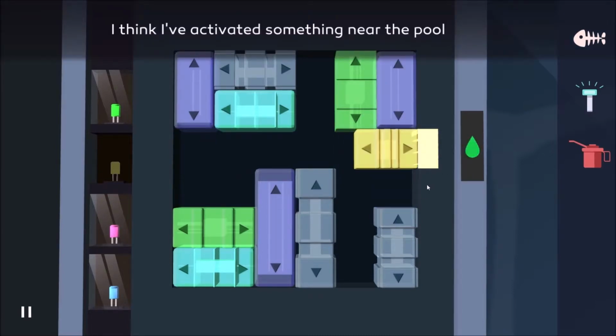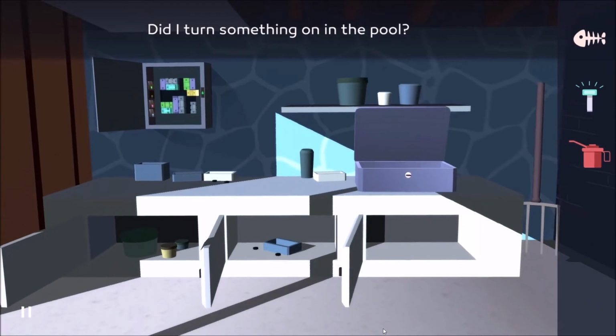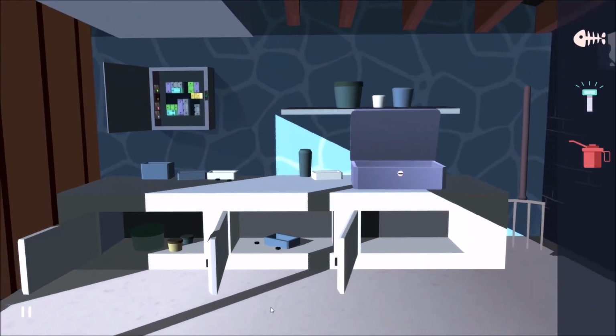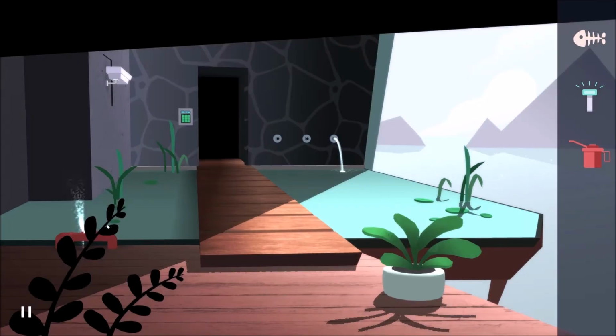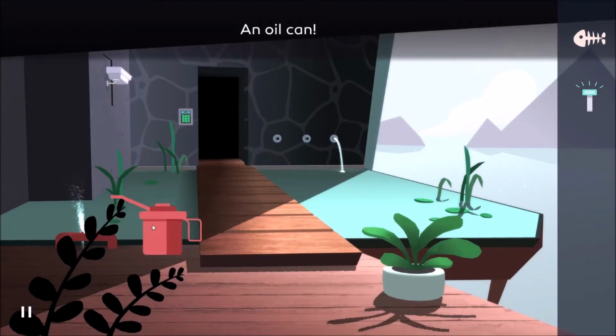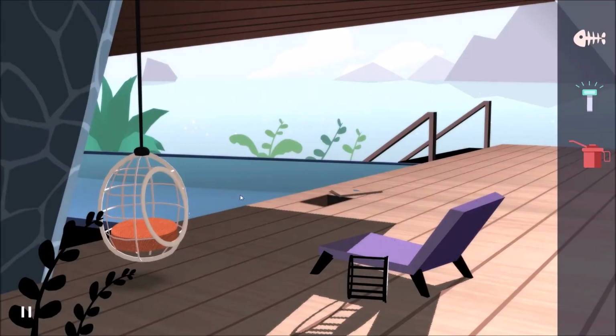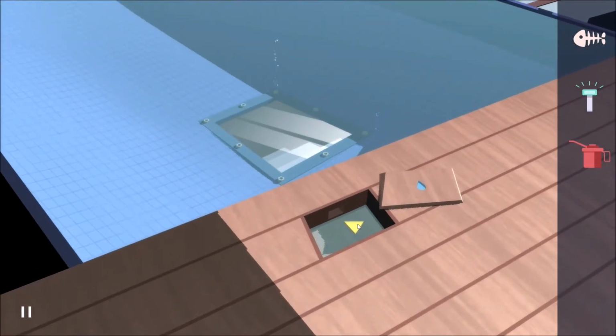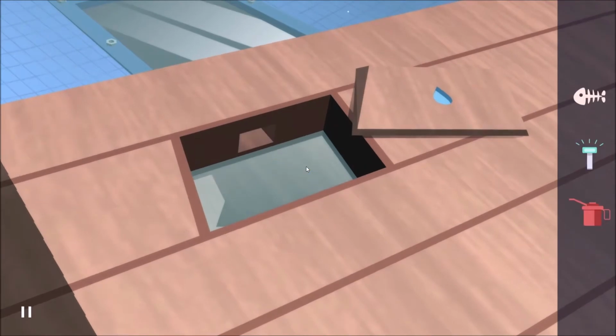That's probably not the fastest solution for that puzzle. I did a lot of playing around, but I think I did it. Did I turn on something in the pool? I hope I did. Seriously, if I didn't, I don't know what I'll do. Let's see, can I use my oil can and fill it with water and then use that to get the thing in the drain? Aha!